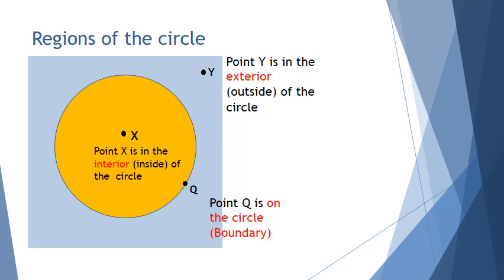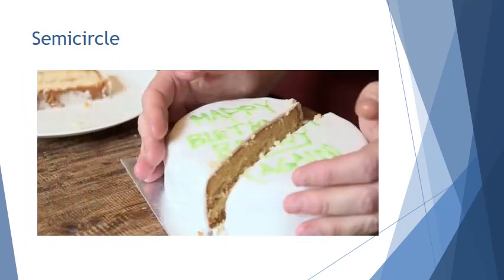Regions of the circle. Point X lies in the interior of the circle. Point Y lies in the exterior or the outside of the circle, and point Q is on the circle or boundary. Semicircle. When we cut the circle into two parts using the diameter, we have two parts of the circle. Each one is called a semicircle.